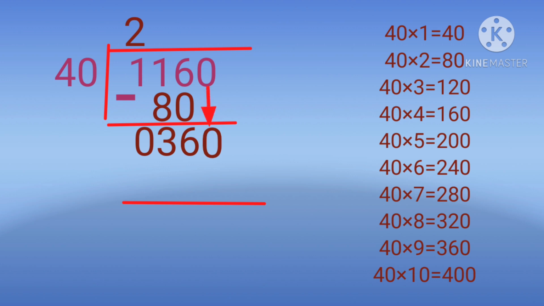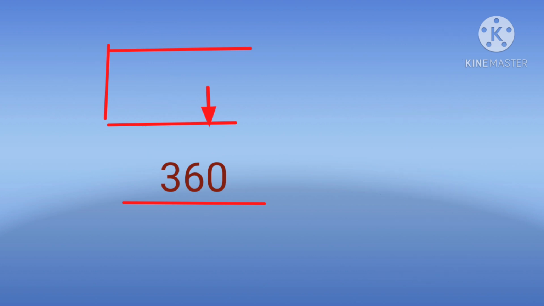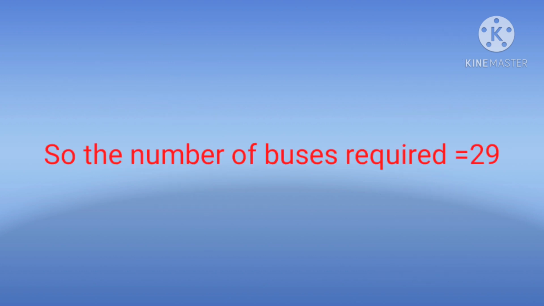Now again let us see the table of 40. How many times will it go? Yes, it will go 9 times, isn't it? So 40 into 9 is equal to 360. Now subtract and you get the remainder as 0. So you need 29 buses to reach the stadium. So in this way we can divide a 4-digit number by a greater 2-digit number. Children, I hope you have understood how to do it.